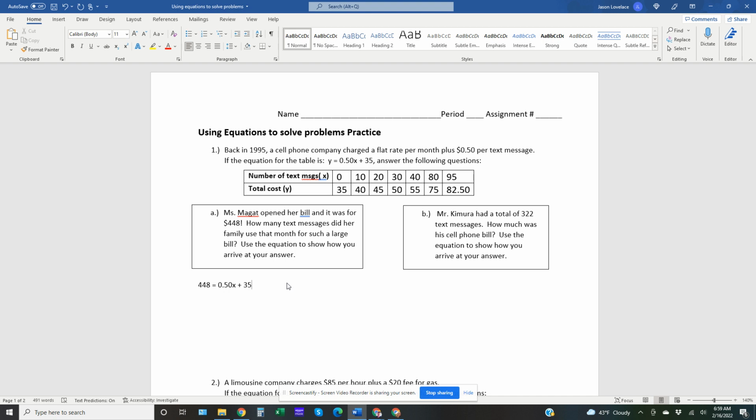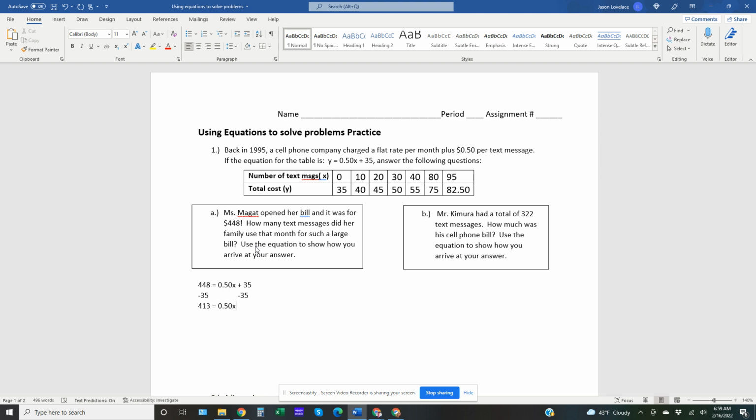Now this is just solving an equation. We've been practicing this quite a bit, so hopefully you at least know your first step here, which is going to be to subtract 35 from both sides. Remember, my goal is to get x all by itself. So now on the left, I have 413. On the right, I still have 0.50x, but now I don't have that plus 35 anymore.